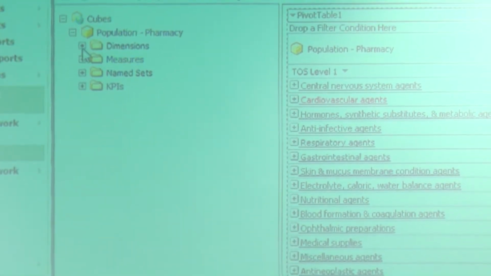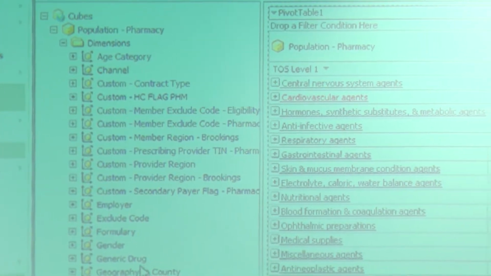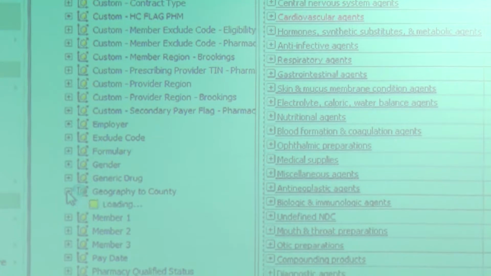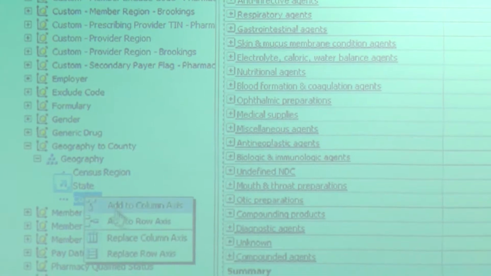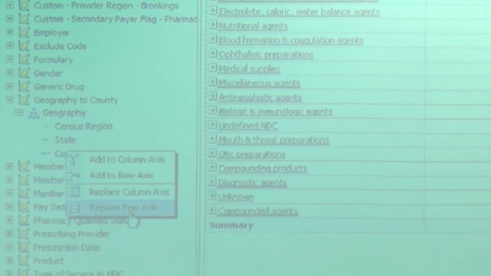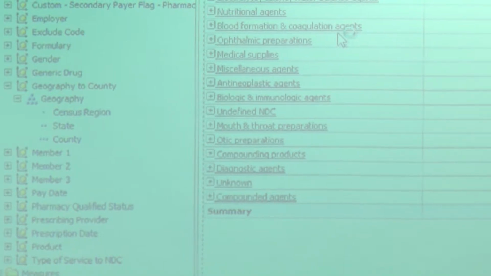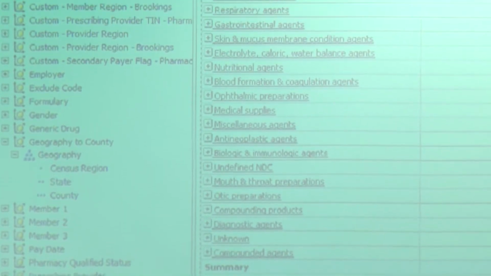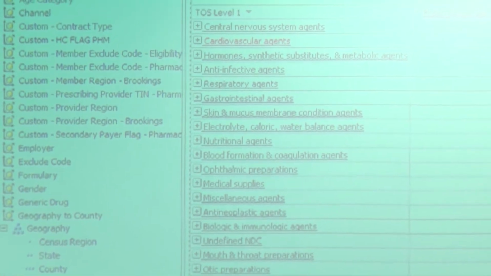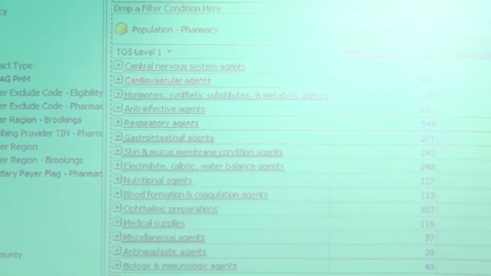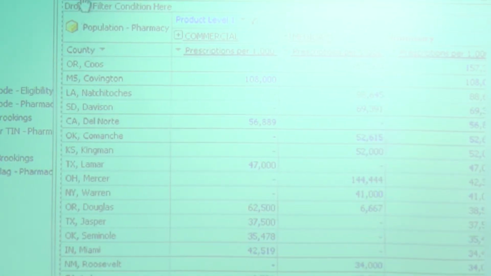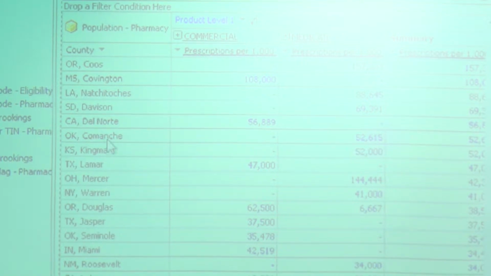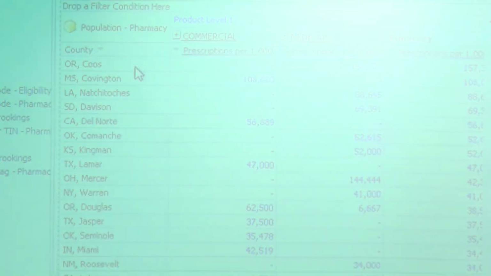Okay, so the only other dimension that might be interesting here is the geography-to-county dimension, to see if there's a difference in where it's being done. If we do the county level and replace the row axis, here's all the counties. We probably should have gone in there and taken just the counties in Wisconsin, because some of these counts are very low. So we could set the filter here.